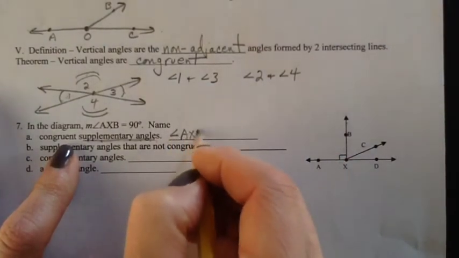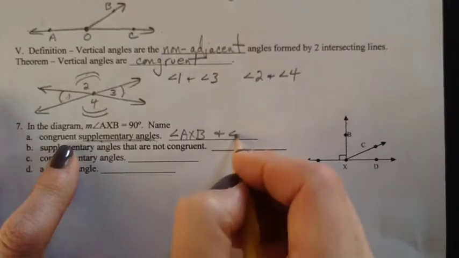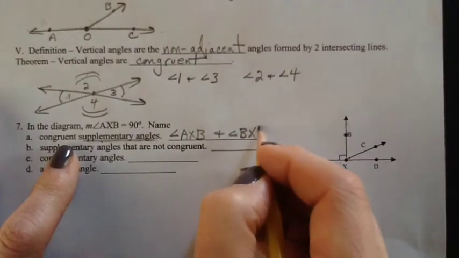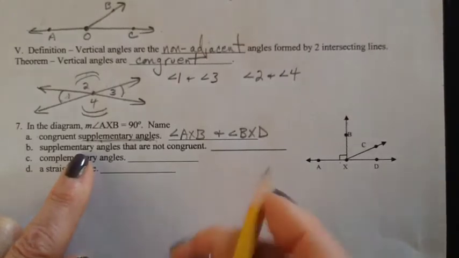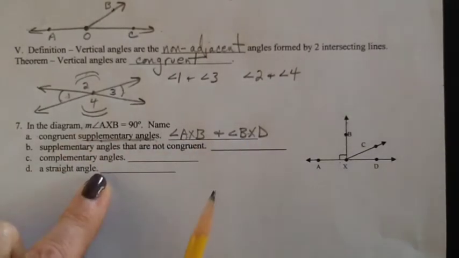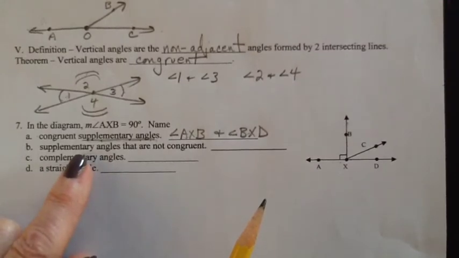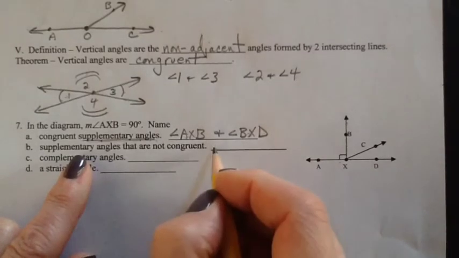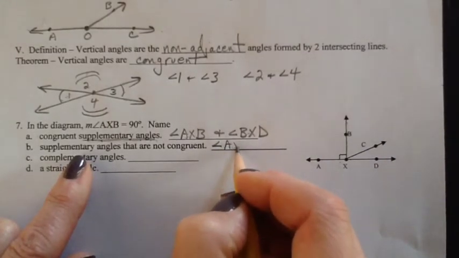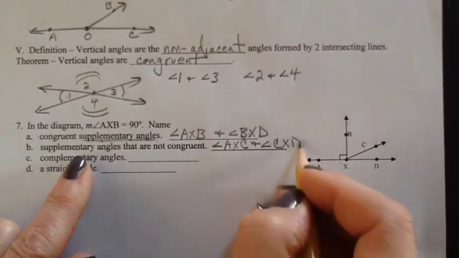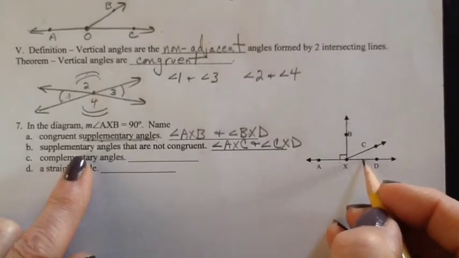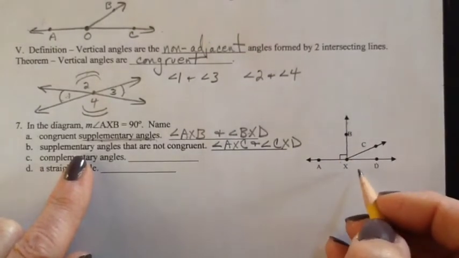Angle AXB and angle BXD. Okay, supplementary angles that are not congruent. Well, these are supplementary, but you saw they were congruent. So now we need another pair of angles, 2 angles, that would add to 180 degrees. Angle AXC and angle CXD. Here and here, they form that straight line, and linear pairs are supplementary.